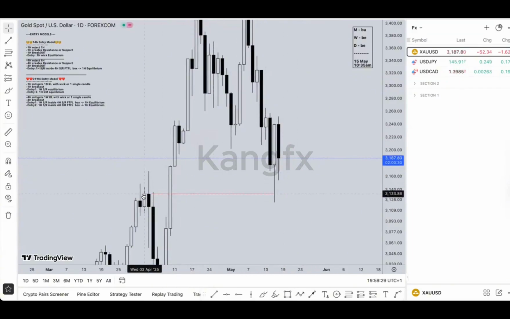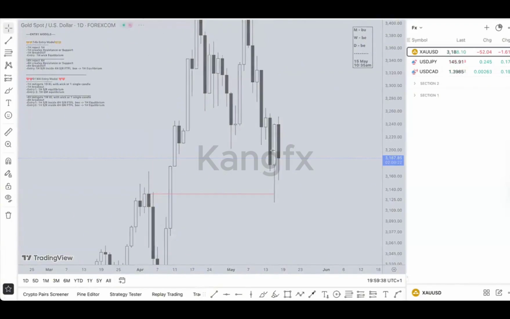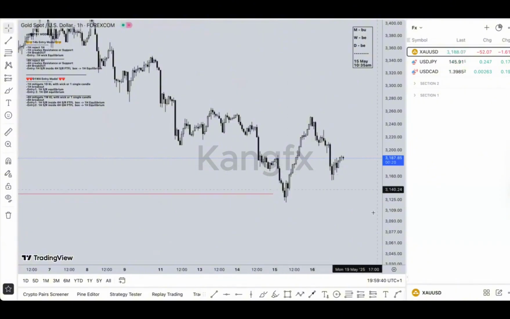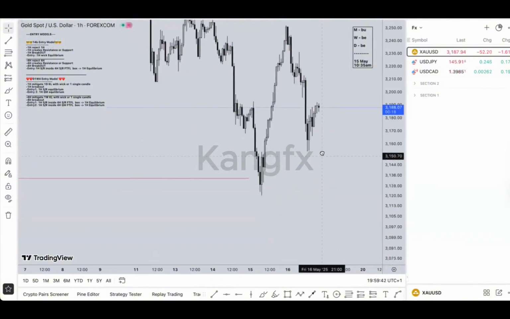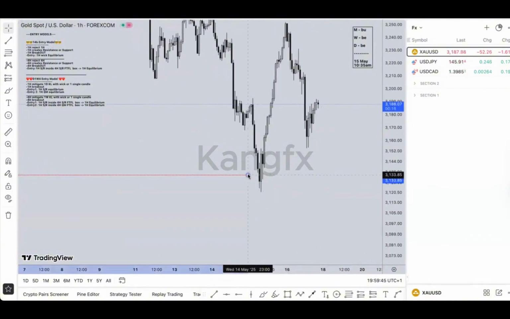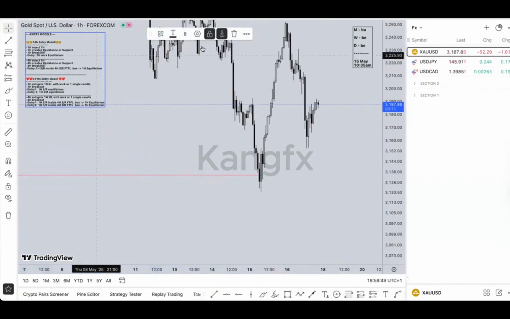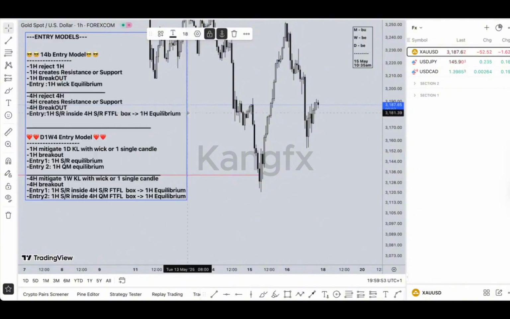Now, we have this daily RBS here. The market came and tapped it. So since it's on daily, I'm going to go on 1 hour to look for entries. As you can see, remember the rules for taking this trade. What is one of the rules? The rule is that there should not be more than one candle breaking this key level. And as you can see, it's just one candle that broke the key level on daily.